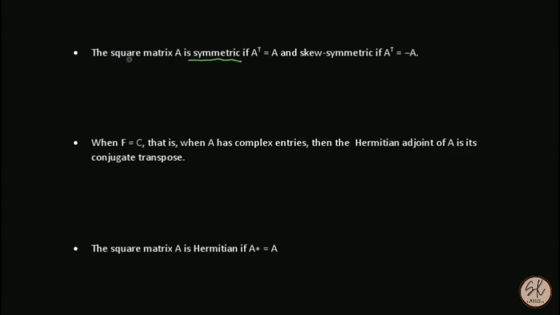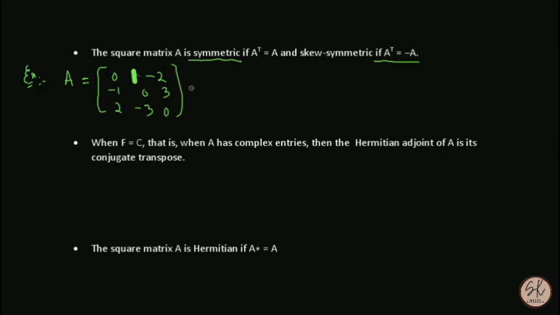Okay, so a square matrix A is said to be symmetric if A transpose is equal to A, and skew symmetric if A transpose is equal to minus A. Let me explain this through an example. Let A be equal to [0 1 -2; -1 0 3; 2 -3 0].